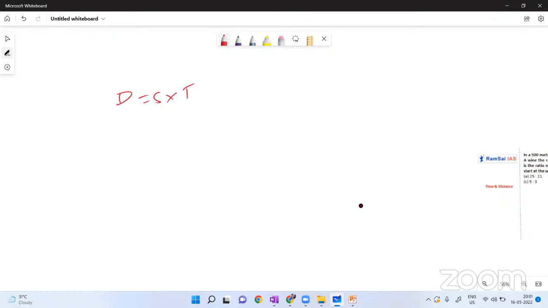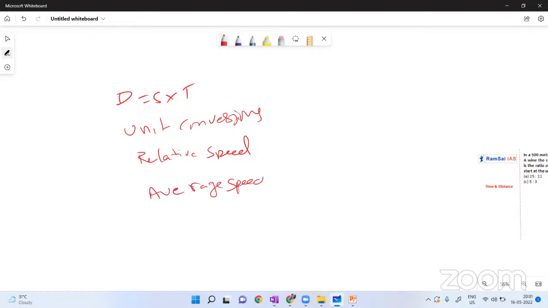And we covered the unit conversions, and we covered the relative speed concept, and we covered the average speed concept, when distance is the same and when distance is different. We covered the two kinds yesterday, right? So this is yesterday's session. If you want to check, you can check our uploaded video on YouTube.